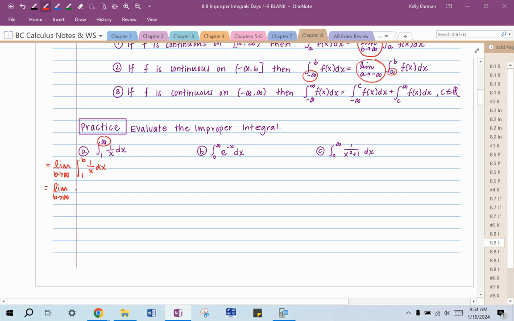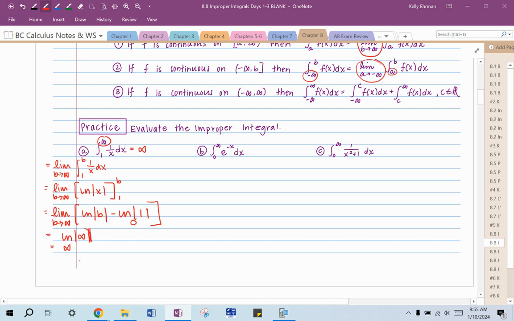We can integrate 1 over x. That becomes natural log of the absolute value of x, and we're evaluating from 1 to b. I still need my limit notation because I need to show that I've used the fundamental theorem of calculus. So I need to show that this is the natural log of b minus the natural log of 1. Remember that the natural log of 1 is just 0. So now we can get rid of our limit notation because we're going to use direct substitution. The natural log of infinity is infinity. So what this tells me is that this integral came out to infinity, which is not a finite sum, right?